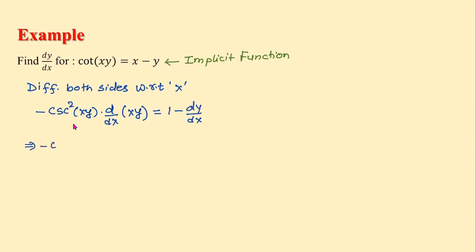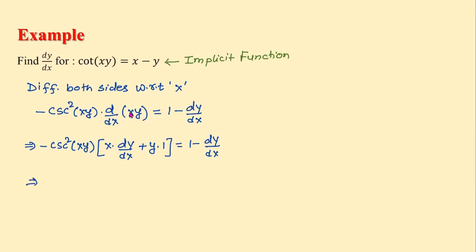Now, on the left, we have cosecant squared xy multiplied with the derivative of x times y. So this is a product rule. Because we have the derivative of x times y, two functions in the form of multiplication, we use the product rule. The product rule says first function x multiplied with the derivative of the second, dy over dx, plus second function y times the derivative of the first function, which is 1, equal to 1 minus dy over dx.